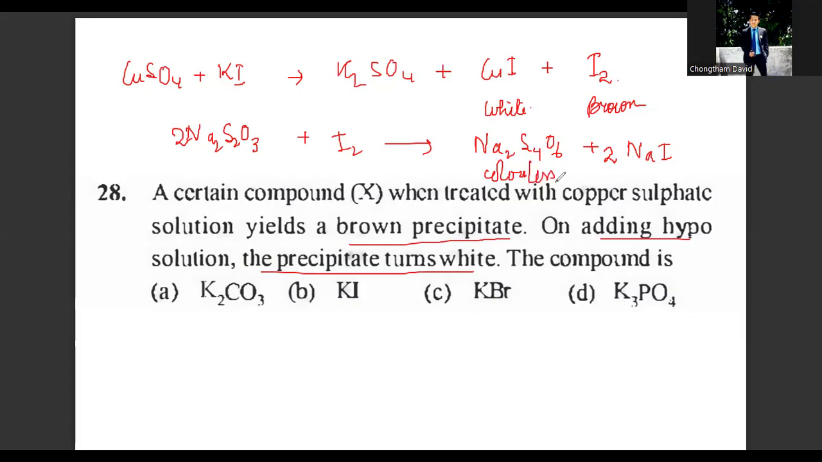Read this question 28 first. A certain compound X, when treated with copper sulfate solution, yields a brown precipitate. This brown precipitate on addition of hypo solution, that is sodium thiosulfate, gives colorless sodium tetrathionate. So what is this compound X? Compound X is potassium iodide. So for 28, option B is the correct answer. I hope this is logically clear.